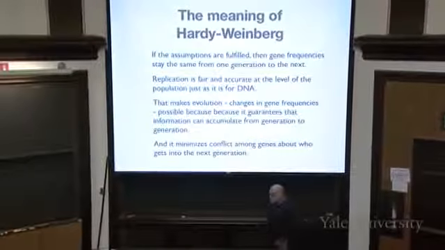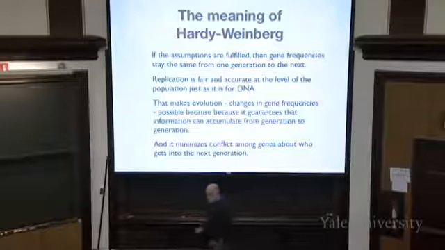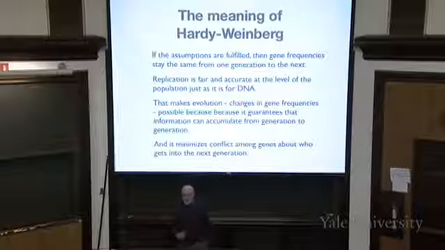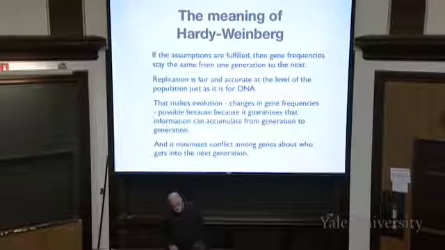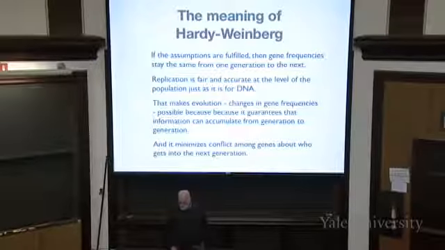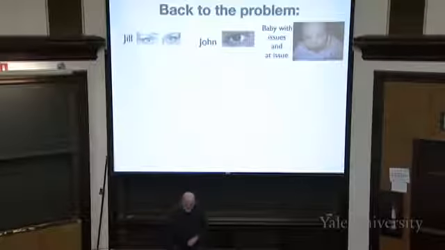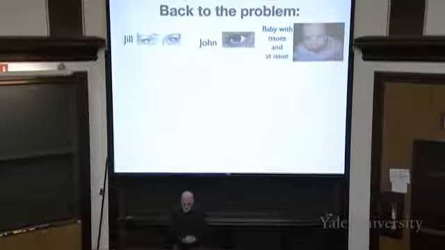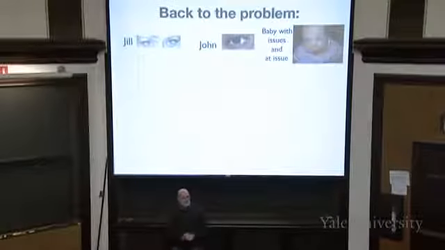And genetic conflict will be something that we examine in more detail later on, particularly interesting in the context of evolutionary medicine and reproductive biology. Okay, let's go back to our problem. Jill and John have this baby, and the baby is at issue.